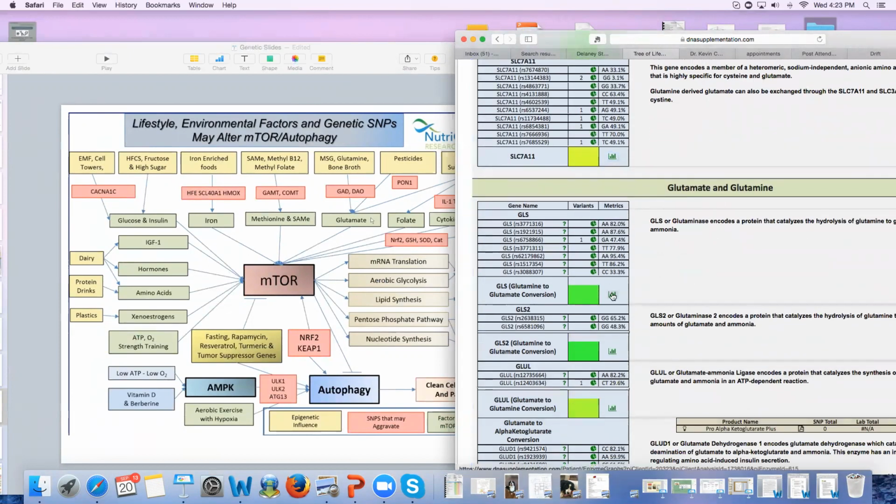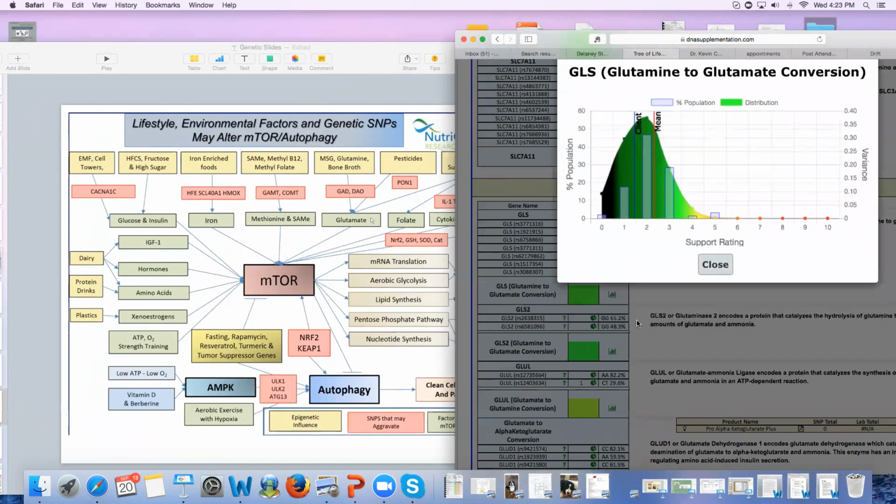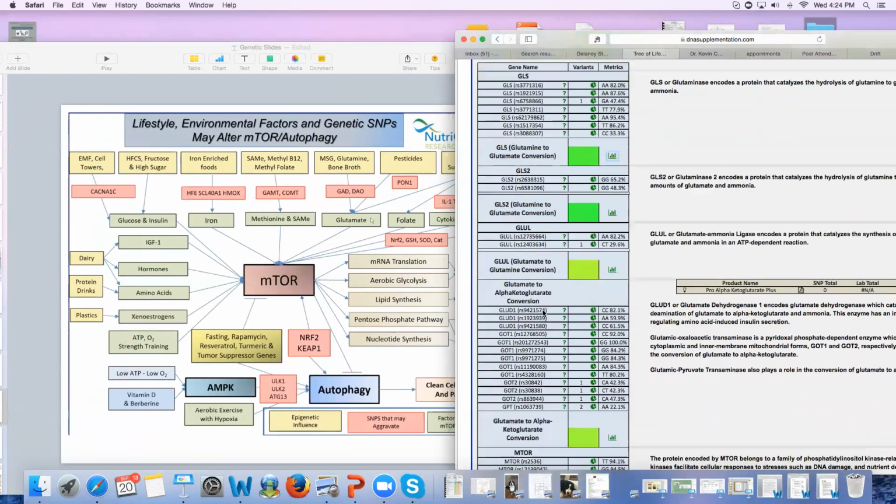Now, like this, they're going to be probably to the left of the mean. See, that's better than the average there. They don't have very many defects there.